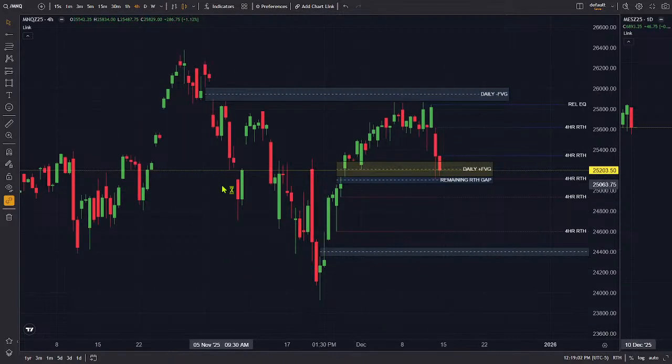Because December, 80% of the time in December, we have the Santa Claus rally. And that doesn't mean we're going to the moon. It just means 80% of the time, price closes higher at the end of December than it was at the beginning of December. Still means 20% of the time that it does not. So keep that in mind. We could go high, we could go low.